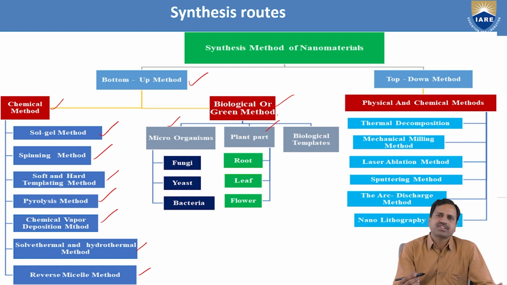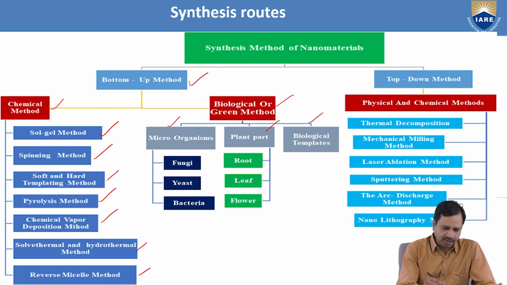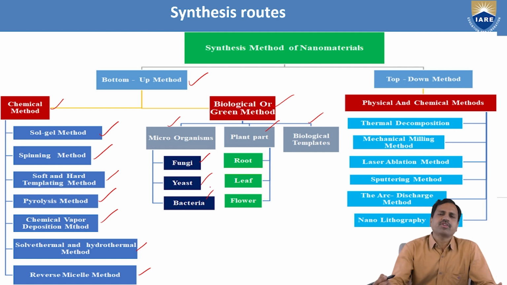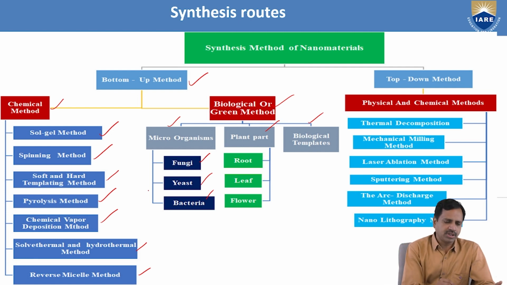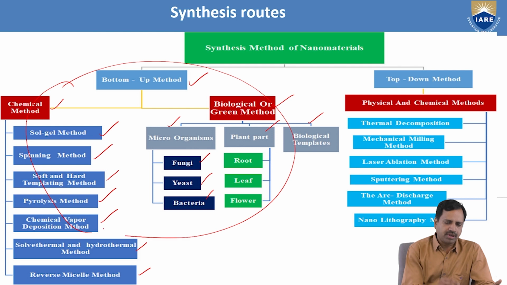If we use microorganisms as reductants to synthesize the nanomaterials, it is called the microorganism route. If we use a plant extract, or some bacteria, that is called biological templates. Again, these microorganisms are fungi, yeast, bacteria. If you use fungi, yeast or bacteria as reagents to convert the material into nanoparticles, this is called the biological method. And next one is plant part. If we take the root as a reagent, or the leaves, or the flowers as extracts, or use them as reductants, then it is called plant part. Then biological templates. So these are the various methods of the bottom up approach.